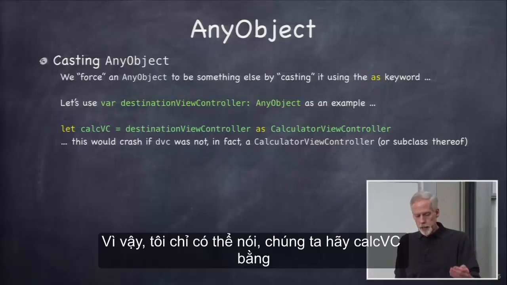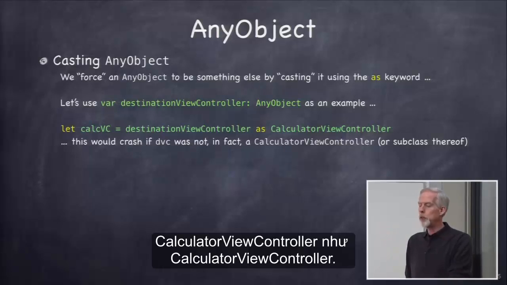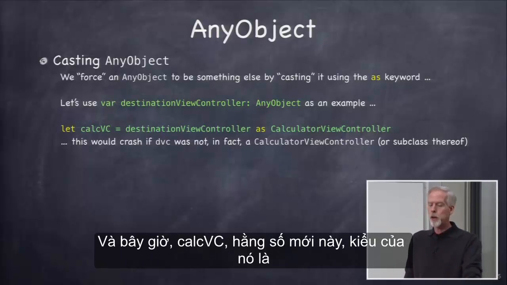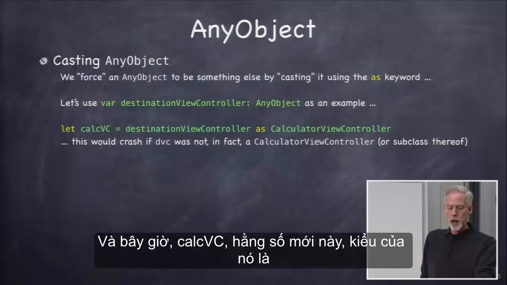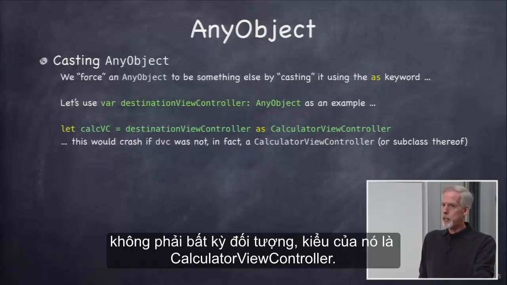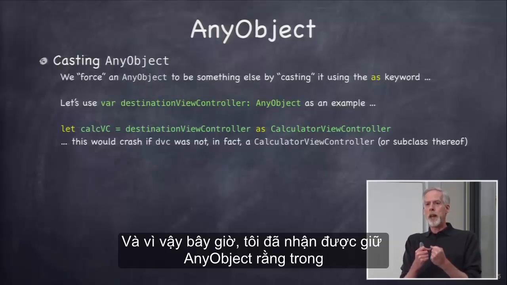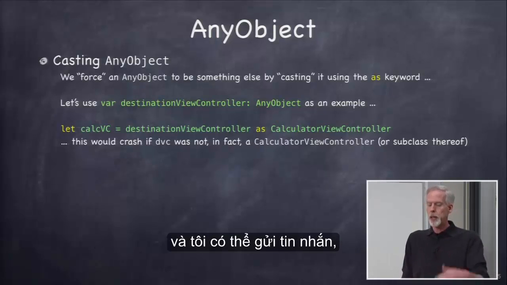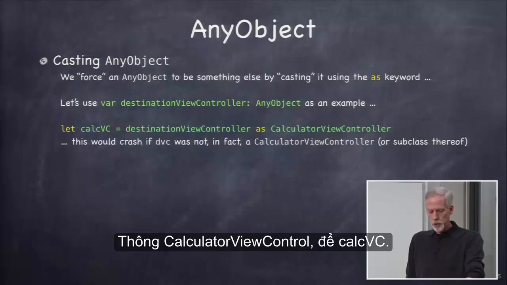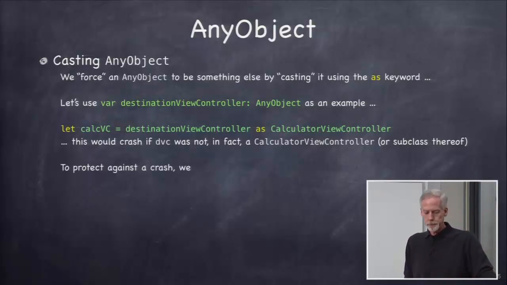So I can just say let calc_vc equals destination view controller as calculator view controller, and now calc_vc, this new constant, its type is not any object, its type is calculator view controller. And so now I've gotten hold of that any object in a way I can actually do things with it, and I can send messages, calculator view controller messages, to calc_vc.